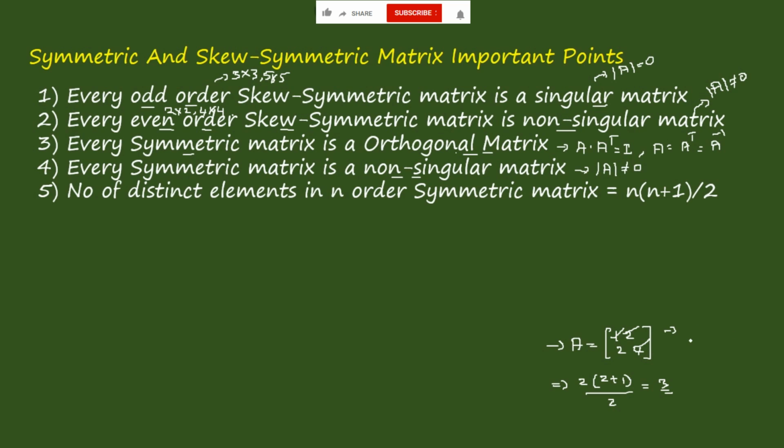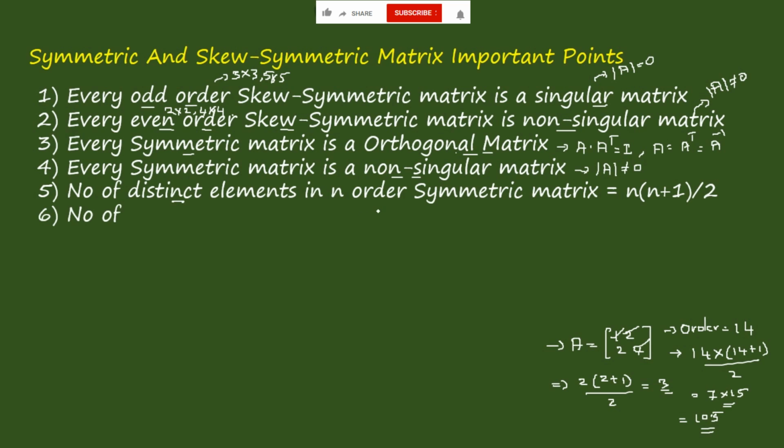If you consider the order of a matrix to be 14, then the number of distinct elements in it is given as 14 into 14 plus 1 by 2, which becomes 7 into 15, which is equal to 105. This is a way to find the distinct elements in the case of a symmetric matrix.